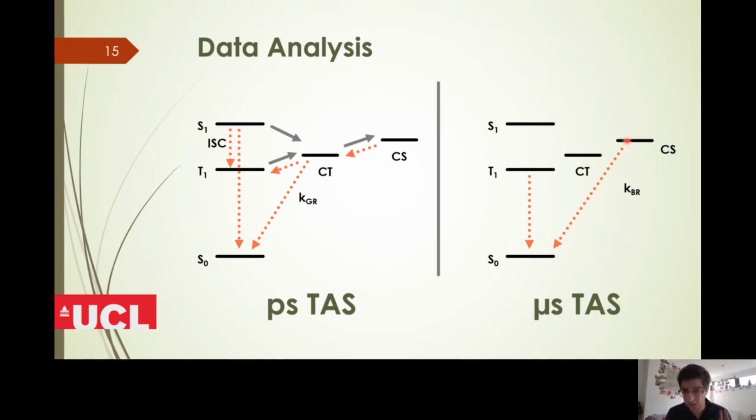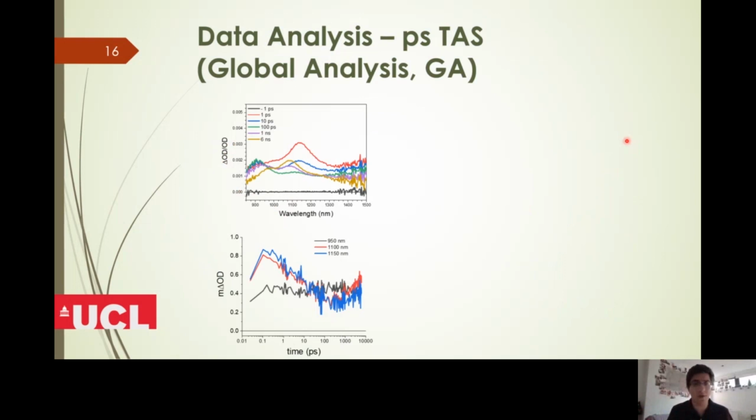Also, the good thing about microsecond TAS is you can measure the actual charges. It's quite easy to measure charges, and you can measure how they recombine and how they behave in your solar cell. And also you are using the timescales that are going to be useful for your solar cell, because the charge extraction timescales of the devices are usually in the nanosecond, microsecond timescale. So both of them are very useful for their own things, and a mixture of both of them would be the perfect thing.